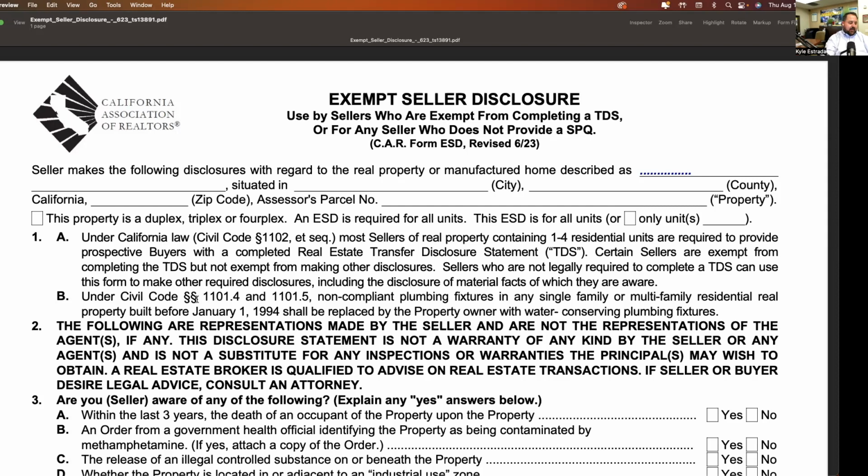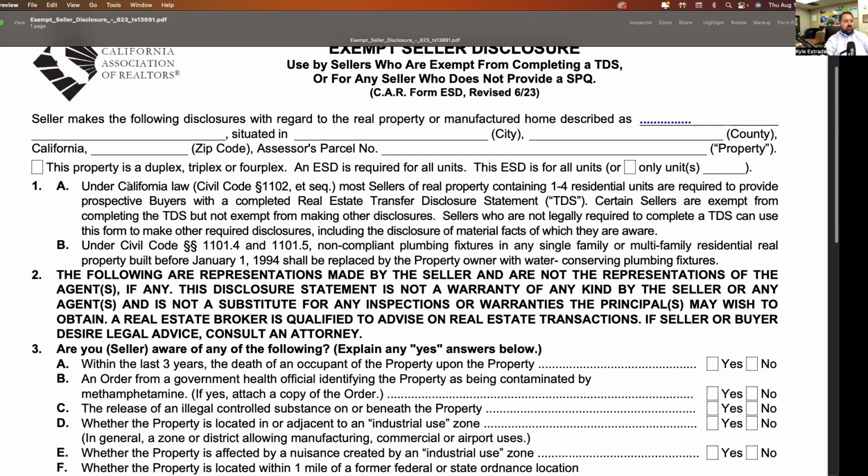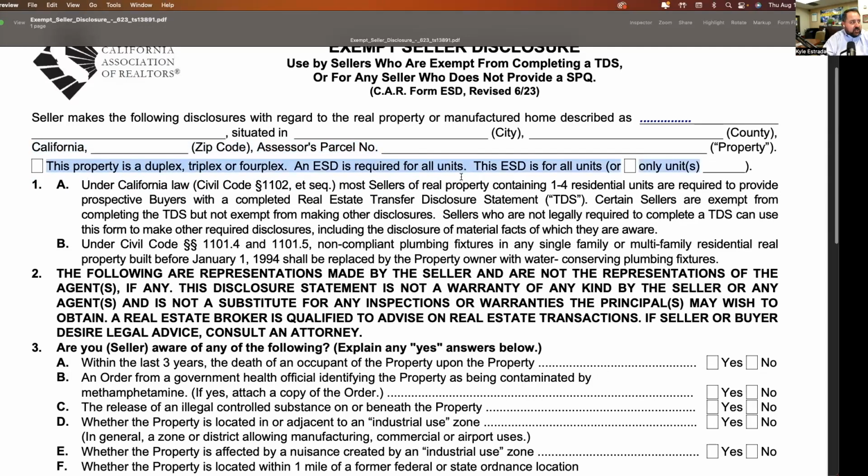And what they did is they added some verbiage right here. This property is a duplex. If I check this box, this property is a duplex, or a triplex or a fourplex, which means it's multiple units, which is still residential, and this ESD is required for all the units. So now you have a choice. This ESD covers all of the units, and if not, I have to check the box and put what units it's covering, which means I may now need multiple ESDs on 2 to 4 units. And I would suggest you use multiple ESDs if you have separate buildings.